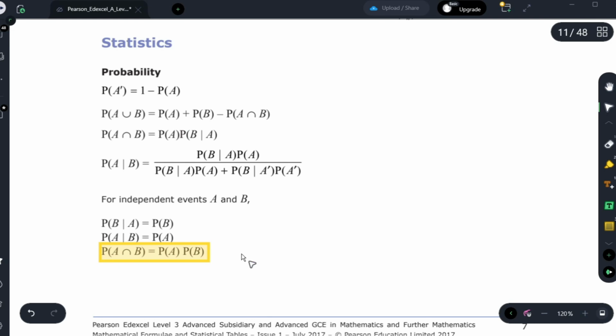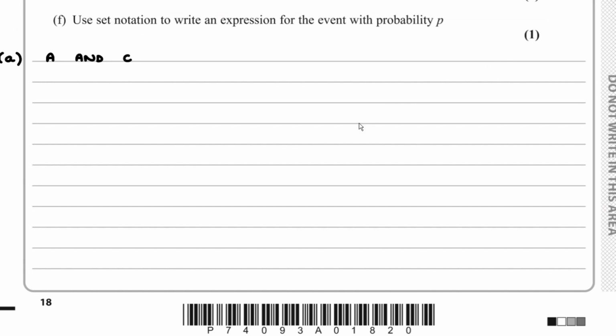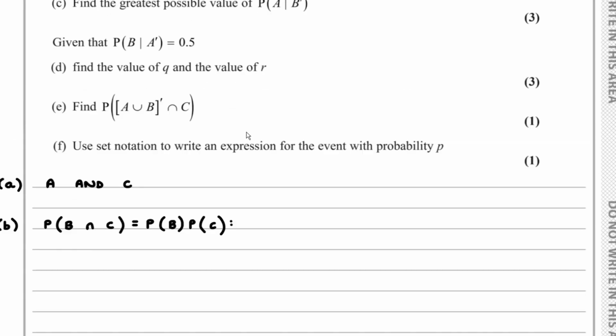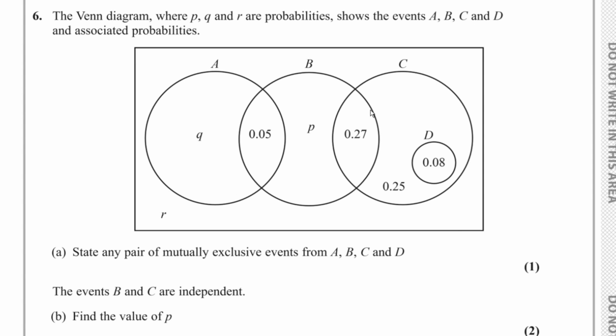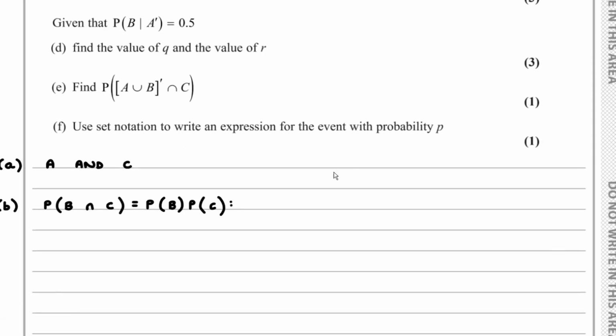Well, we'd have to use this formula here. The probability of A and B equals the probability of A times the probability of B. But instead of us having A and B, we've got B and C. So, for part B, the probability of B and C is equal to the probability of B multiplied by the probability of C. Now, the probability of B and C, that's equal to 0.27. So we have 0.27 equals, then we have the probability of B.